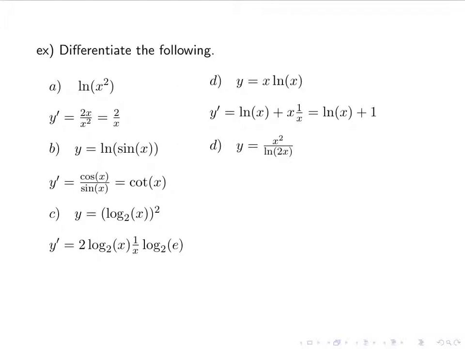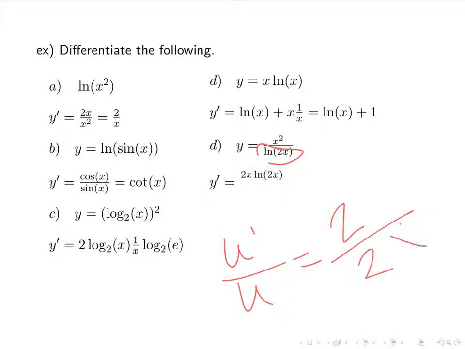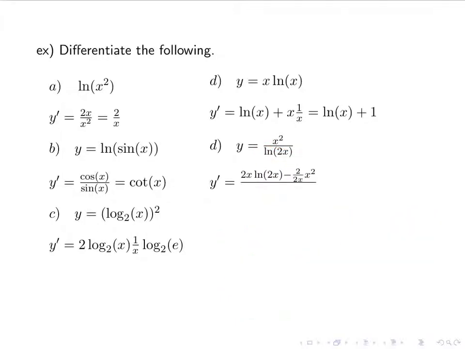As another one, we have the quotient rule. We have x squared divided by ln of 2x. Quotient rule starts by differentiating the top, multiplying by the bottom. So we get 2x times ln of 2x, and then we minus the derivative of the bottom times the top. The derivative of ln of 2x is, remember, u prime over u. U prime is 2. U is 2x. So we're going to subtract 2 over 2x times our top, which is x squared. We'll divide this by the bottom squared, so ln squared of 2x.